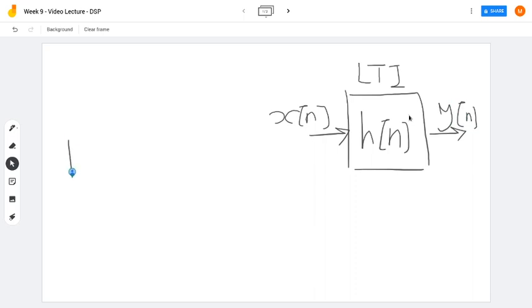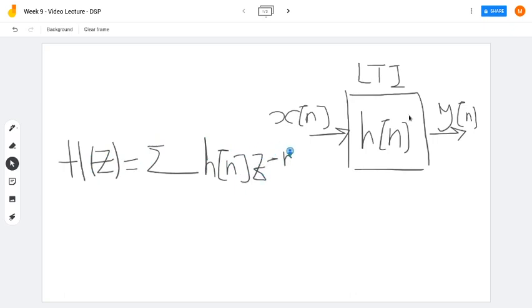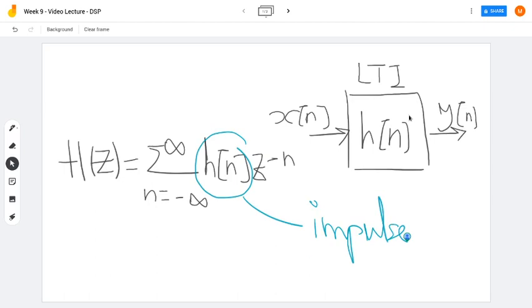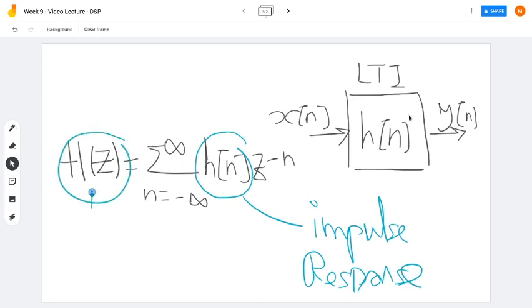We simply use the definition of the Z transform. H of z is defined as the summation of h of n times z to the power minus n for n going from minus infinity to positive infinity. And as you remember, h of n is the impulse response, and H of z is a system transfer function or a system function.